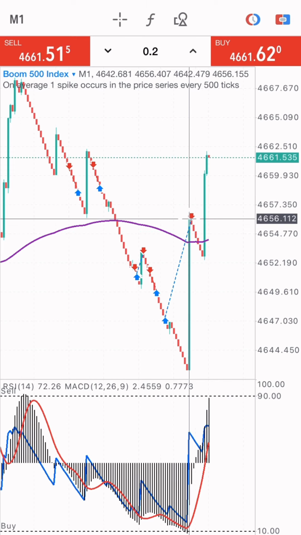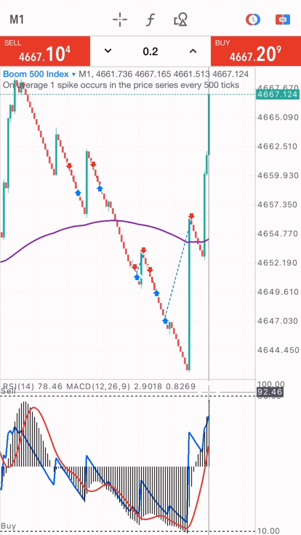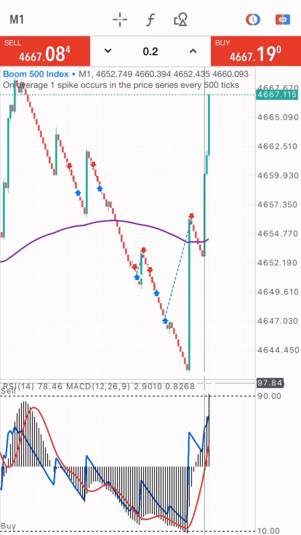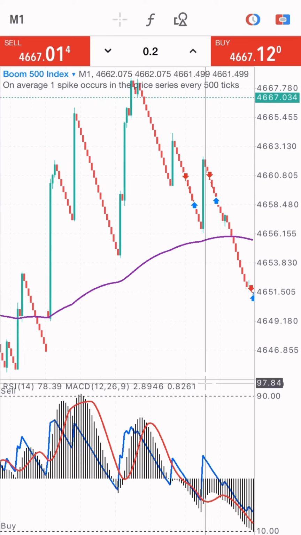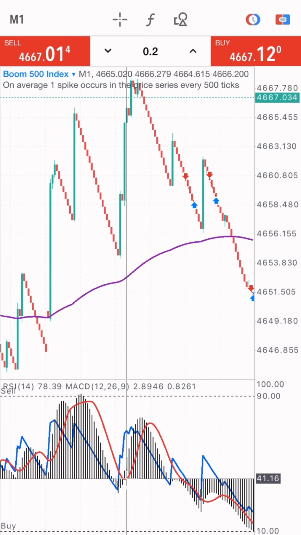And another thing to notice, guys: once the MACD on the Boom 500 index is creating an uptrend, what you want to wait for is a spike before placing a sell, because another spike is going to happen during that point. Okay, let's take a look at this. If I go back to the previous charts right here, you can see that this is an uptrend of the MACD, right?